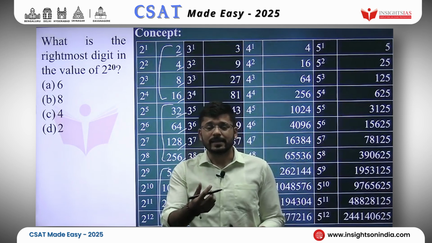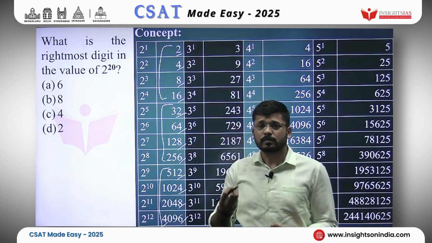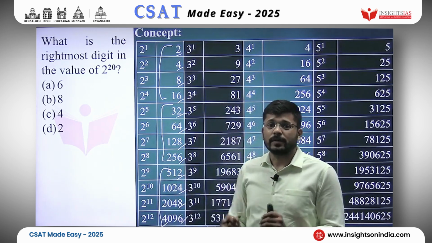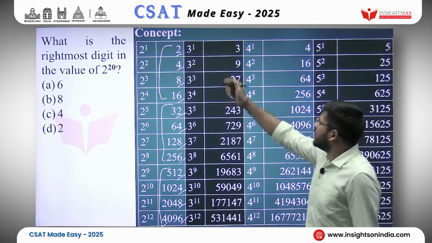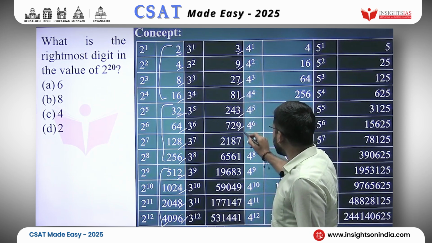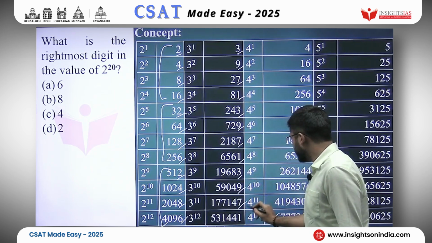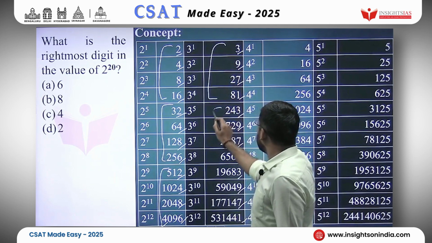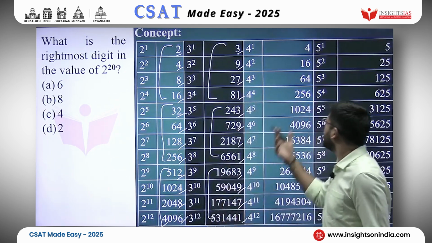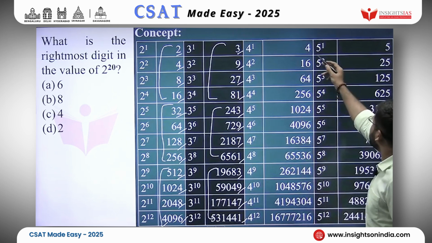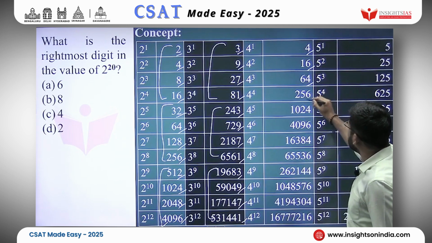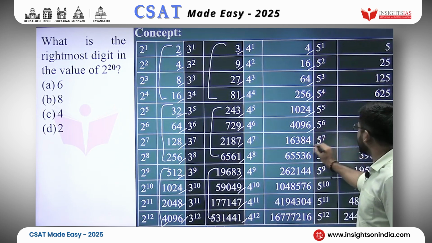So the last digits form a cyclicity. This is not unique for 2, this is applicable for all the numbers. Look at 3. For 3 it is 3, 9, 7, 1, and once again 3, 9, 7, 1. They are forming a cyclicity. Look at another example. Take 4 for example. It is 4, 6, then 4, 6, then 4, 6 and 4, 6.